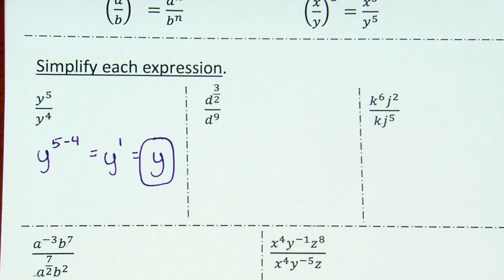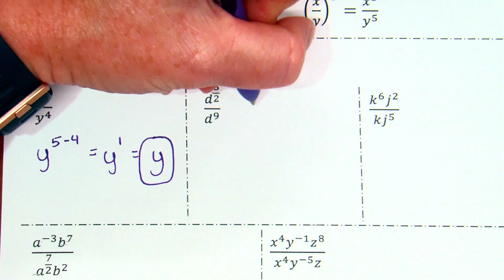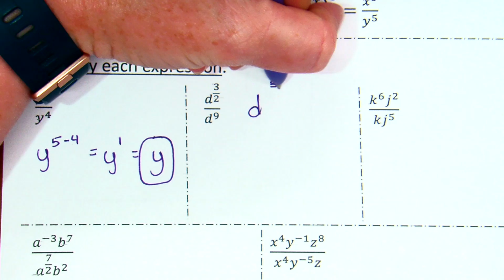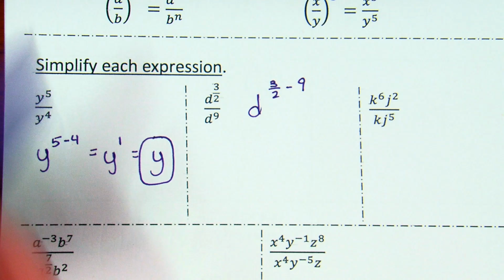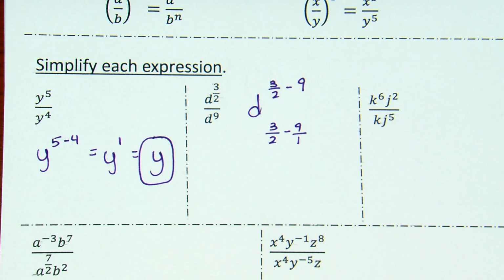There really are. So, okay, second example: d to the 3/2 divided by d to the 9th. Essentially, we're going to keep the bases the same, and then we're going to subtract 3/2 minus 9. In order to subtract fractions, they have to be fractions, right? 9 is a fraction; it is 9 over 1. What do we need in order to subtract fractions? A common denominator. What is the common denominator between 1 and 2? 2.